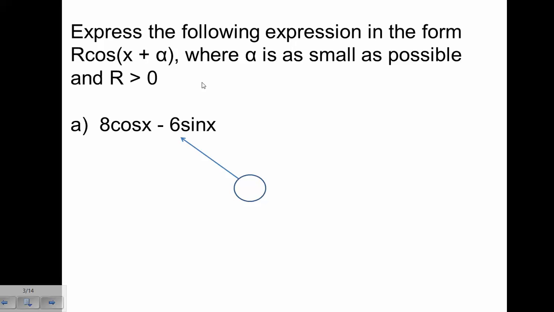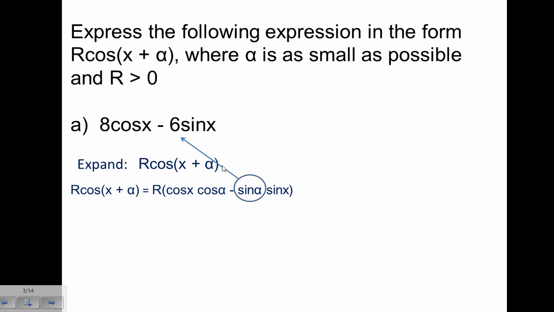Right, the question is, can we express the following expression in the form r cos(x + alpha), where alpha is as small as possible and r is a positive number? So let's have a look. So we're going to change 8 cos x minus 6 sin x into something that looks like this. So first of all, let's expand r cos(x + alpha). And we already did that. So we've got r cos x cos alpha minus, well, it'll be r sin x sin alpha.